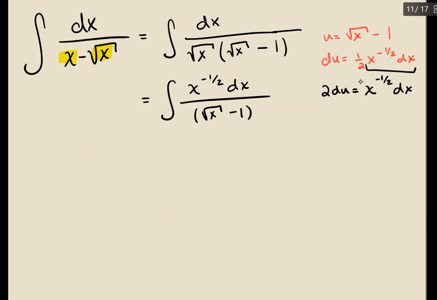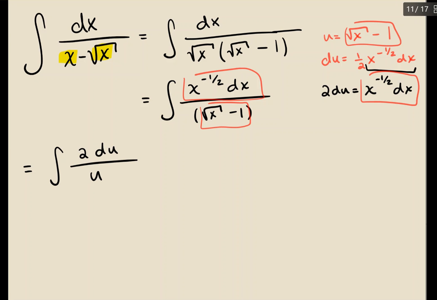And now we can just input these here. And our integral becomes the integral of 2 du all over u. By known integral formula, we know that's 2 ln of absolute value of u plus c, substituting for u.